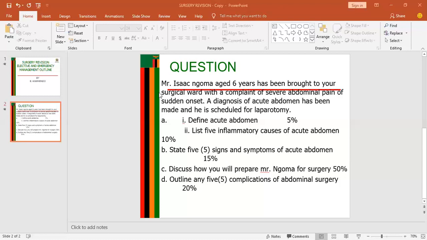Then apart from that, you write your next heading, which is objectives or aims. And your objectives: to prepare Mr. Ngoma physiologically and psychologically for emergency surgery, to resuscitate Mr. Ngoma for surgery, to relieve the pain, and also to prevent complications such as intestinal necrosis. So you need to have 4 aims in that manner.